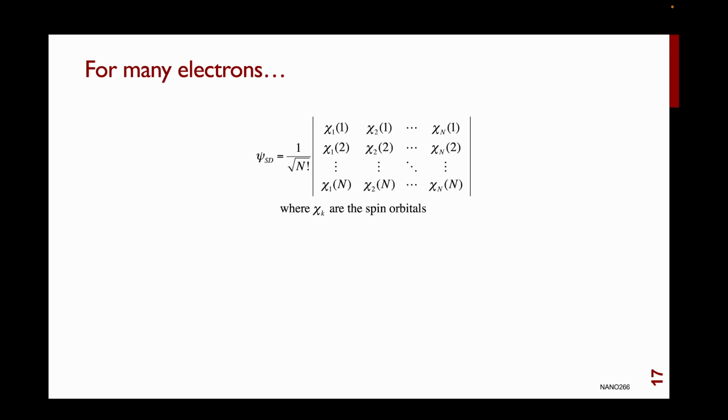For n electrons, you basically have a Slater determinant with n terms, and these chi k are what are known as the spin orbitals. So that's just one slight complication that we need to handle, in order to deal with the Pauli exclusion principle, right?